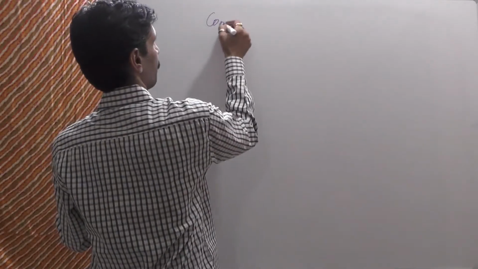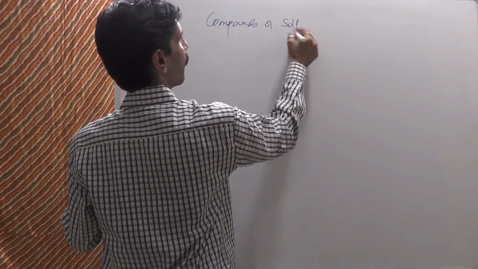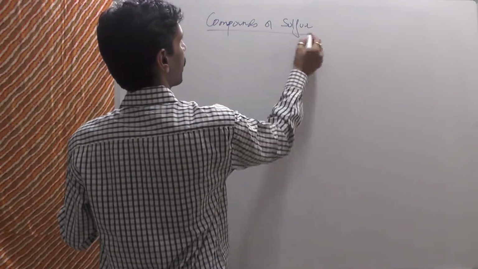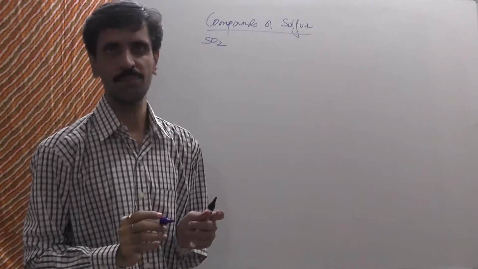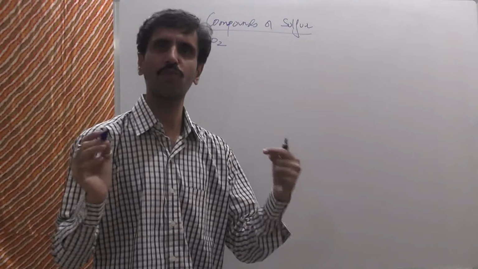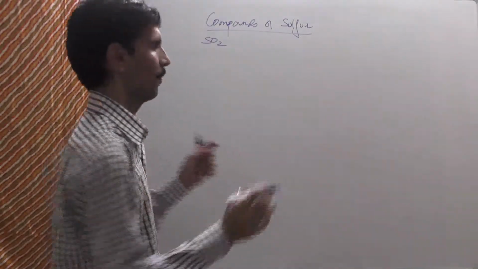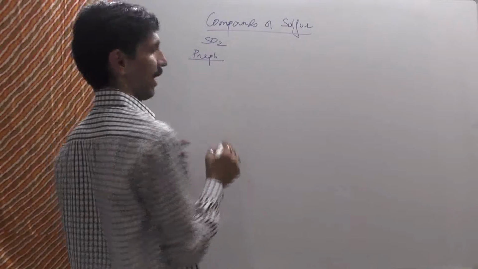We go into the next category, and that is about compounds of sulfur. Now when you talk about compounds of sulfur, the very first is sulfur dioxide, that is SO2. Okay, one of the most common compounds of sulfur. अब इसमें पहले शुरुआत करते हैं हम लोग प्रिपरेशन से. So the preparation are various ways of preparing SO2.